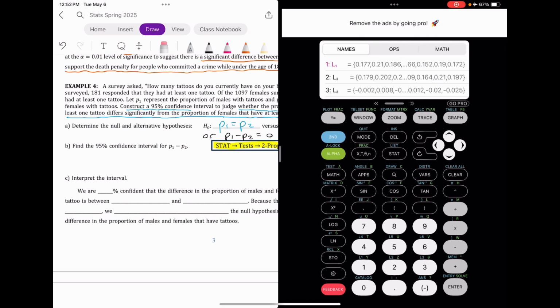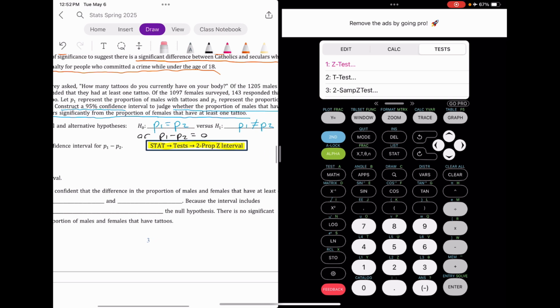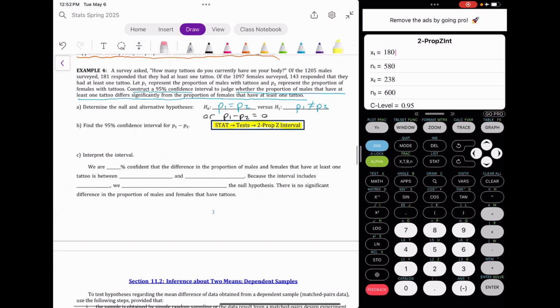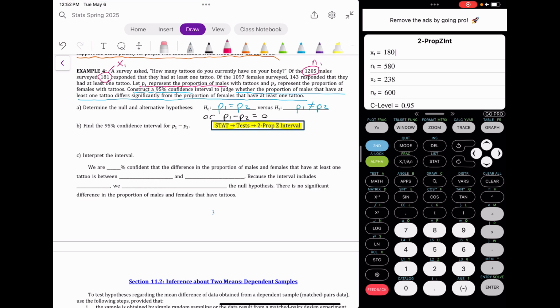So this time we press stat, arrow over to test, and then 2 prop z interval. Okay, so we're going to let P1 represent the proportion of males. Okay, so that's the sample size. And at least 181 out of that sample size have a tattoo. Okay, so we put that in the calculator.